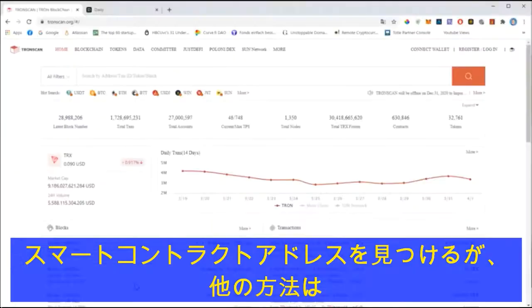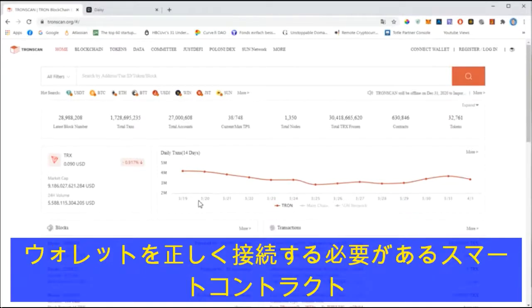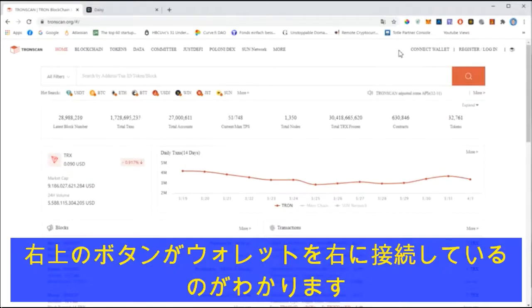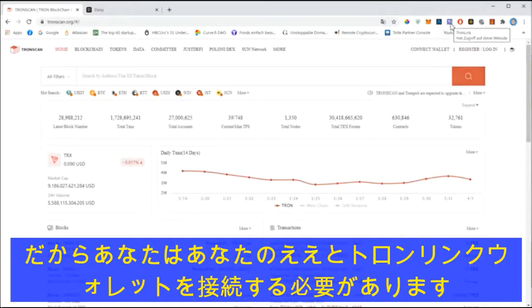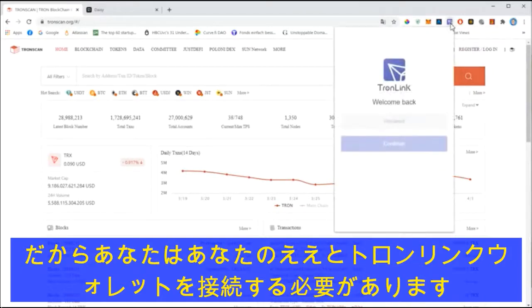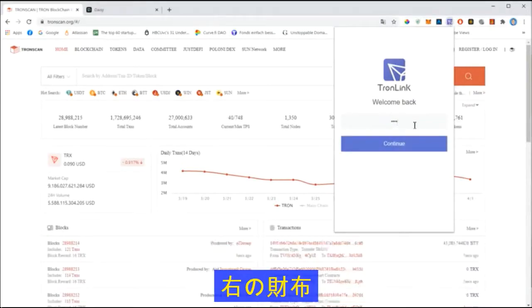The other way is you go to TronScan, and before you can operate or read the smart contracts, you have to connect your wallet. You see that button in the upper right, Connect Wallet. That's the one you have to click, but before you can do so, you have to connect your TronLink wallet. So basically just enter your password to get into the wallet.